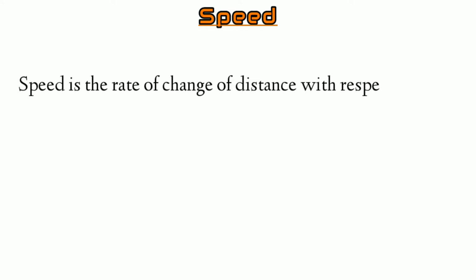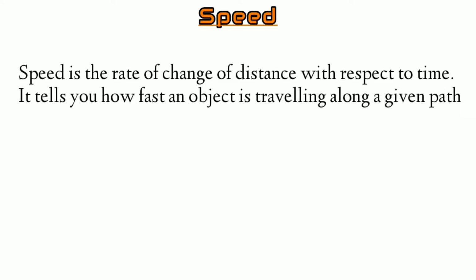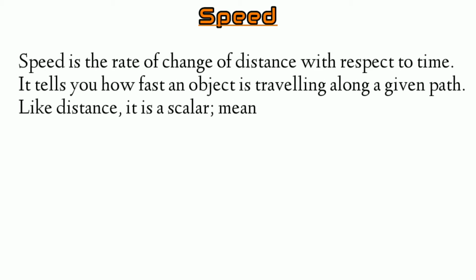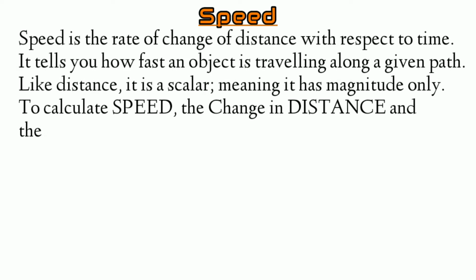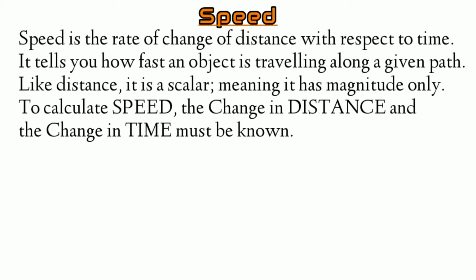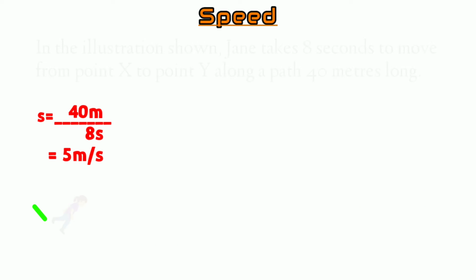Speed is the rate of change of distance with respect to time. It tells you how fast an object is traveling along a given path. Like distance, it is a scalar, meaning it has magnitude only. To calculate speed, the change in distance and the change in time must be known. Speed equals change in distance over change in time. In symbols, s equals d over t.